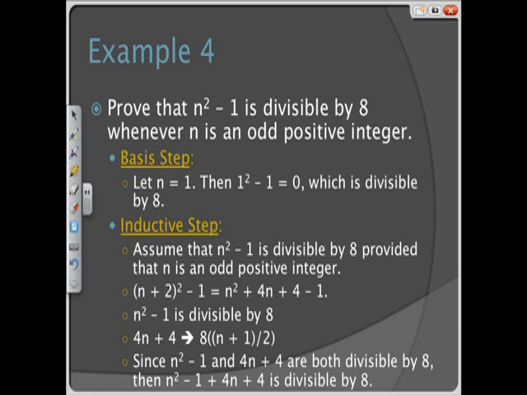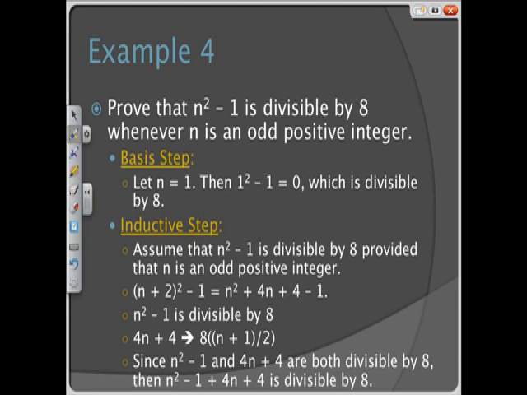And now for our last example, we will prove that n squared minus 1 is divisible by 8 whenever n is an odd positive integer. So for our basis step, we'll let n equal 1. Then 1 squared minus 1 equals 0, which is divisible by 8. For an inductive step, we assume that n squared minus 1 is divisible by 8, provided that n is an odd positive integer. And then we have, because n needs to be an odd number, (n+2) squared minus 1 equals n squared plus 4n plus 4 minus 1.